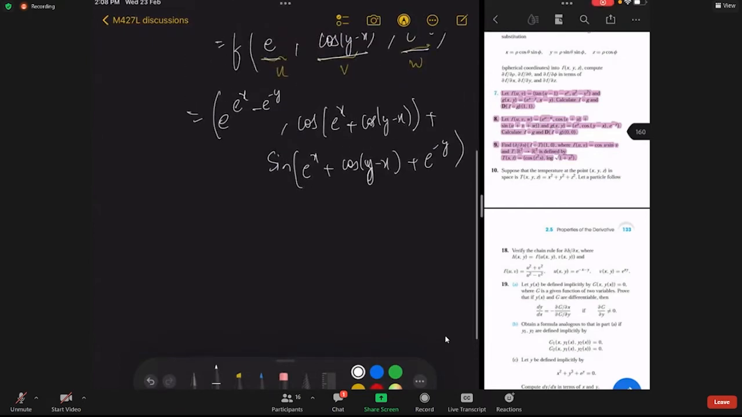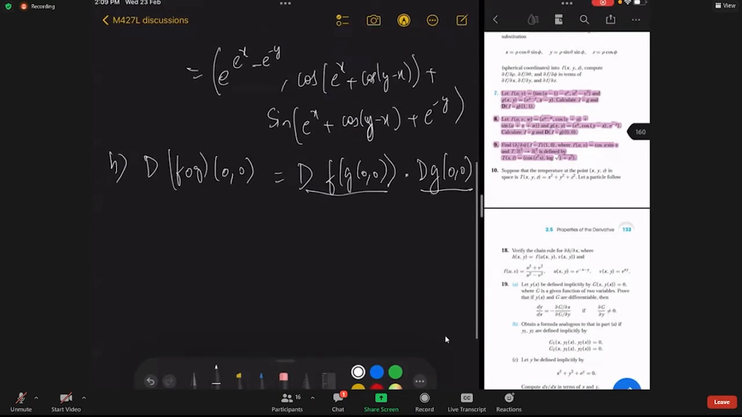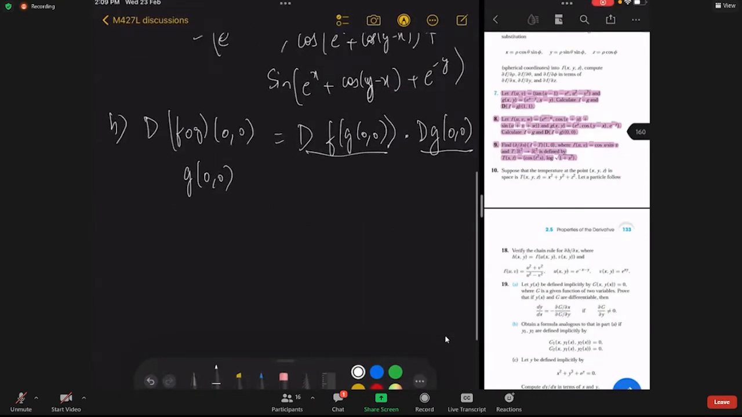Let's see how to do the b part, which is finding out d of f circle g at the point 0, 0. So we know by the chain rule that this is d of f at g of 0, 0, matrix multiplied with d of g at 0, 0. This is one matrix, this is the other matrix. We need to find both the matrices. So let's see what is first g of 0, 0. In this equation, if I substitute x equal to 0 and y equal to 0, I'm going to get 1, 1, and 1. So the first step is finding out this matrix.